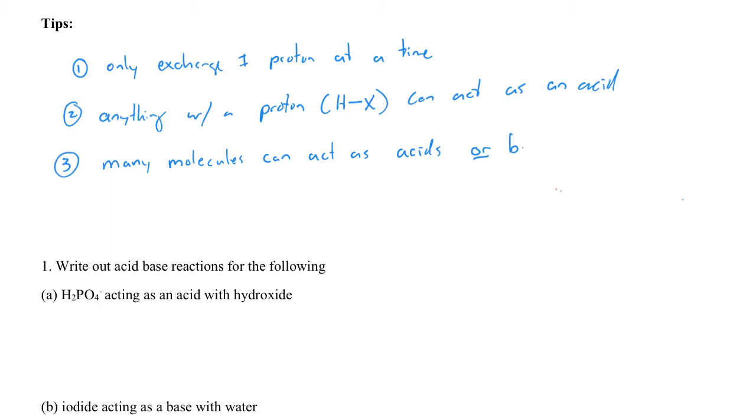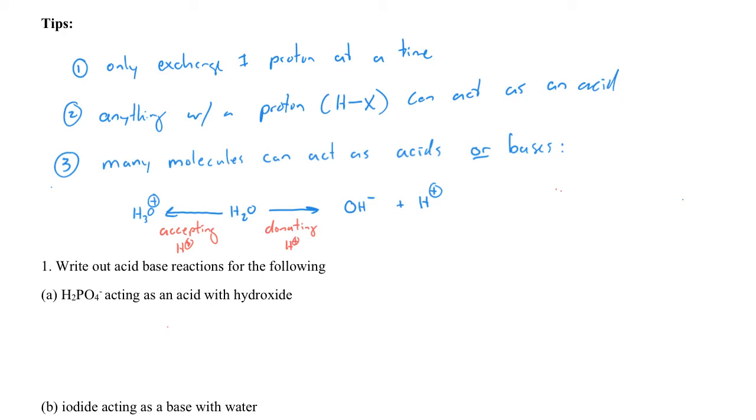We call this behavior amphoterism, and a good example of this would be water. Water can do things like donate a proton, so it can act as an acid by giving up one of those hydrogen atoms. It can also accept a proton, so it can act as a base, and that would generate hydronium ion. So this behavior we call amphoterism, where a molecule can act as an acid or a base depending on the environment that it's in. Lots of molecules have this ability.